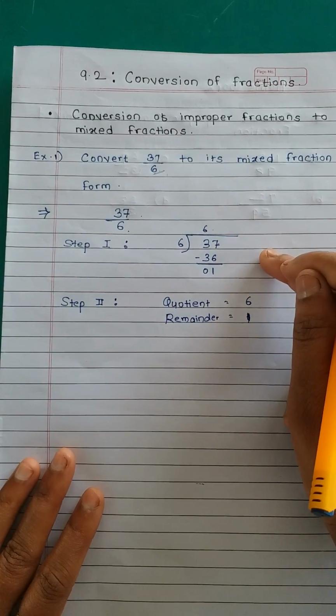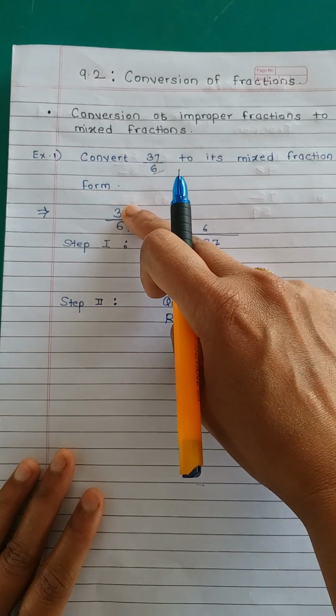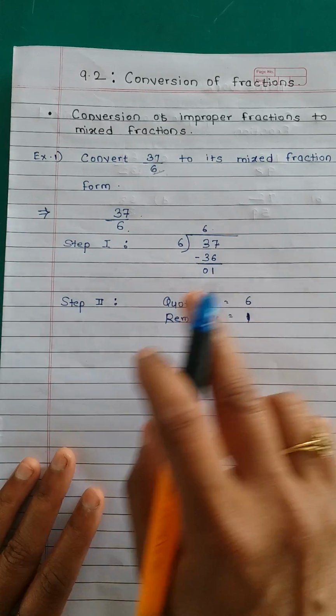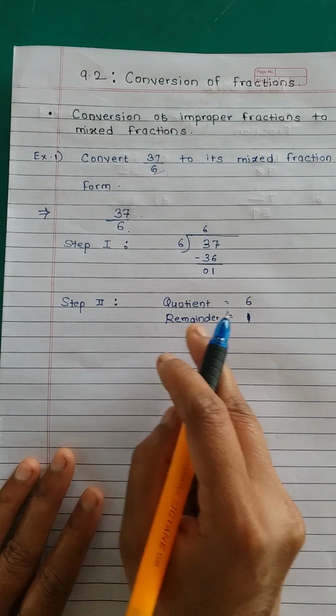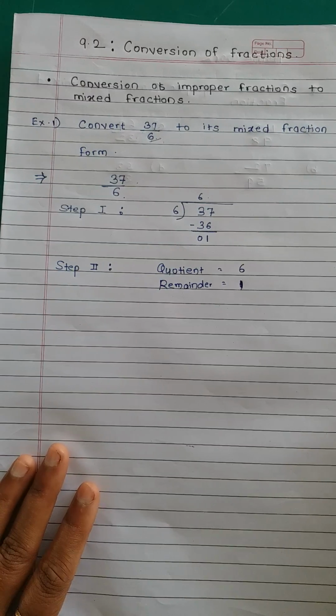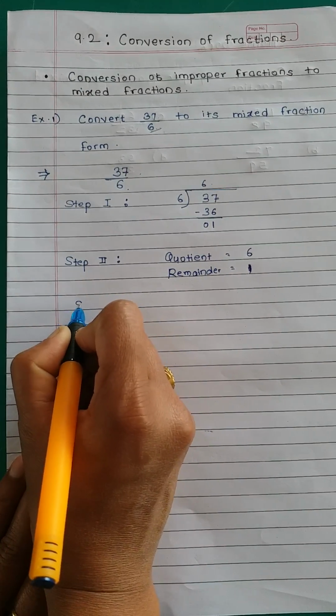Step number 1 understood? In the step number 2, we have to divide this numerator by denominator. That is your division process. And in the step number 2, we have to mention what is your quotient and what is your remainder. Okay? And now the last step, that is step 3.